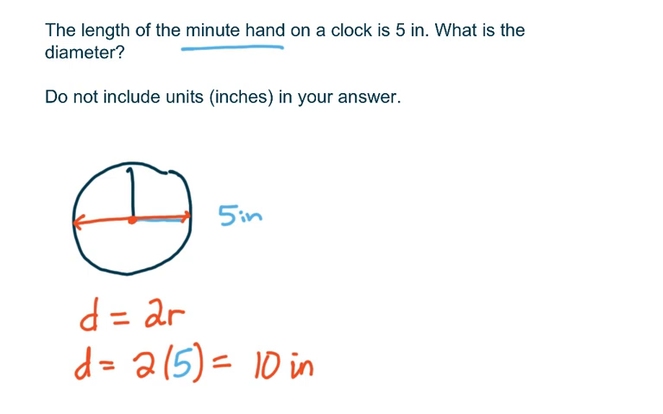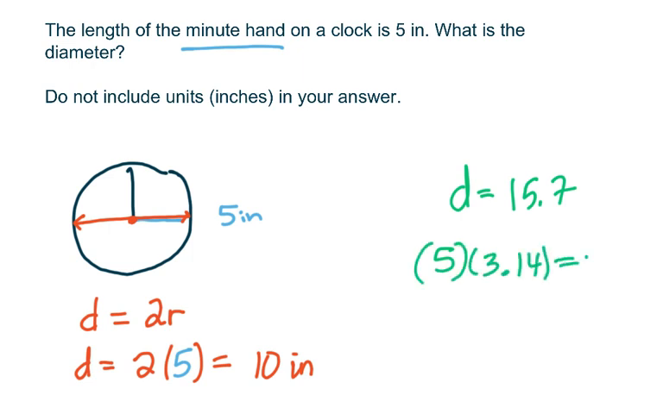If you chose the answer, you said the diameter is 15.7, then you got that by multiplying. So you took the 5 and you multiplied by 3.14, and that gave you 15.7. So if you did this, what you actually found was the circumference. That's the distance around the circle. And that's great if we were finding the circumference, but that's not what the question asked us for.